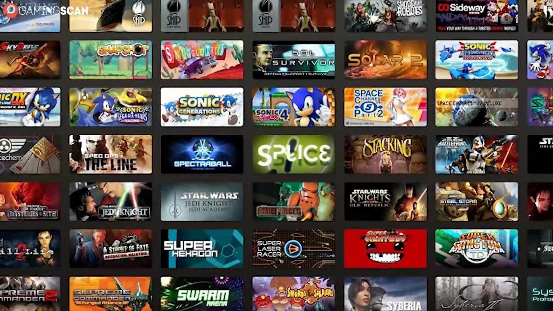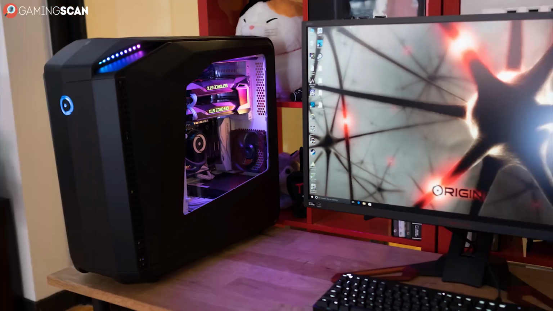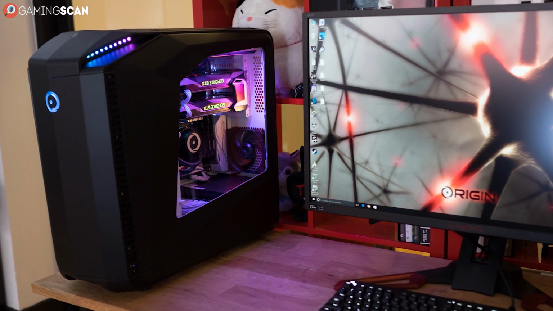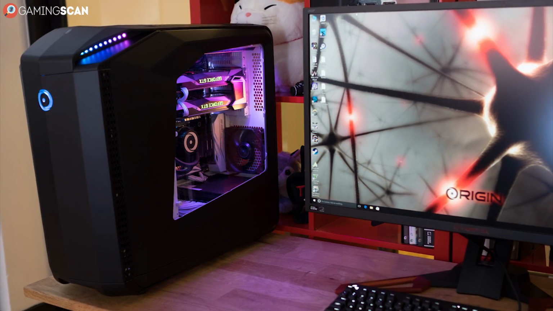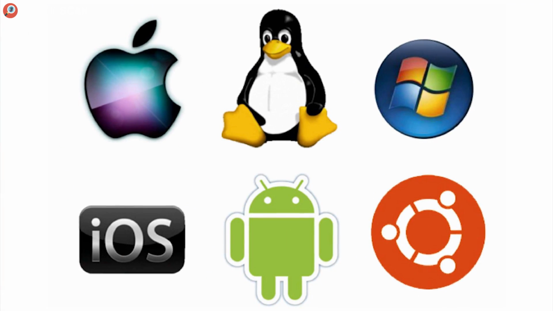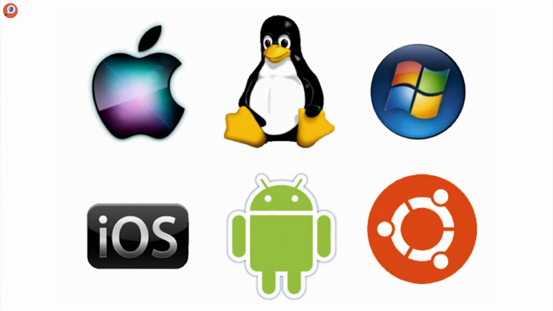Variety is one of PC gaming's biggest strengths. Usually, when you hear this, you think of the freedom you have when it comes to hardware configuration. But this isn't the only aspect of the PC that offers variety. So today, on Gaming Scan, we'll be talking about operating systems.